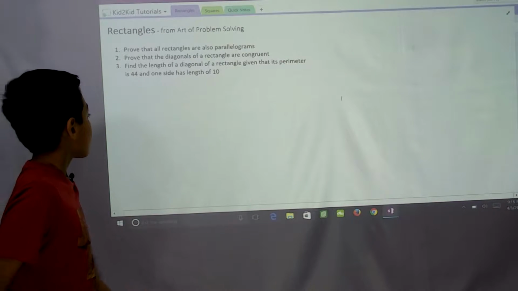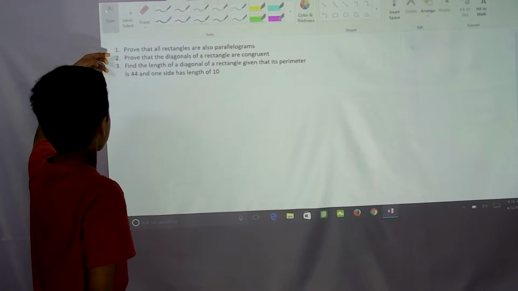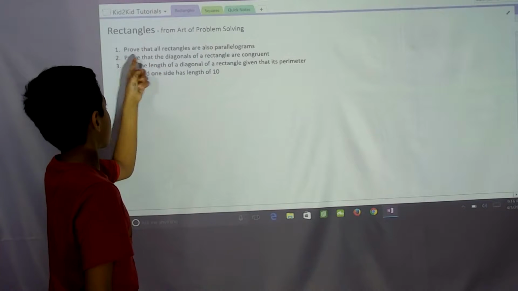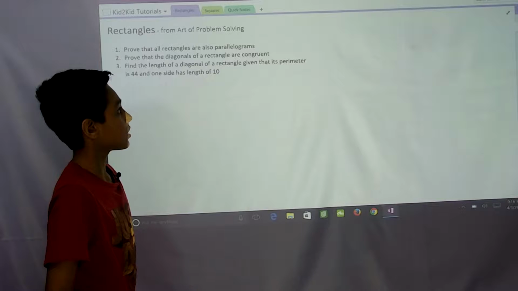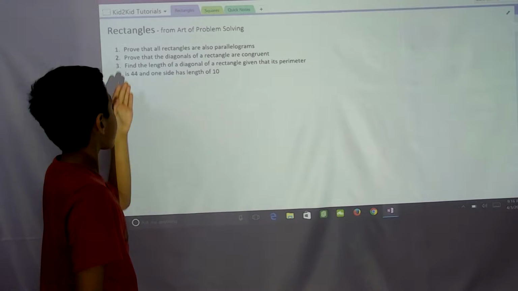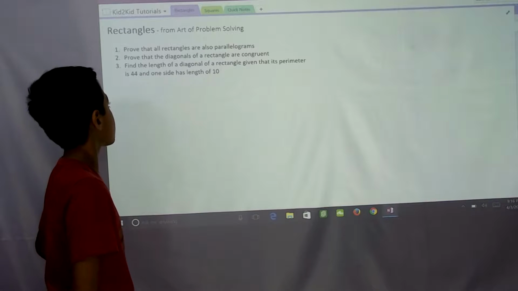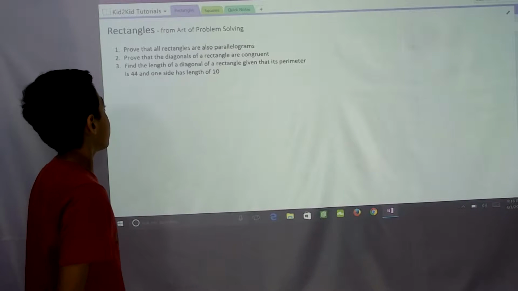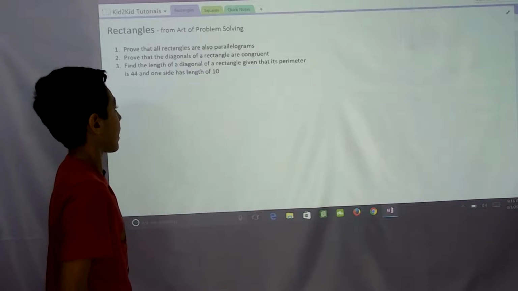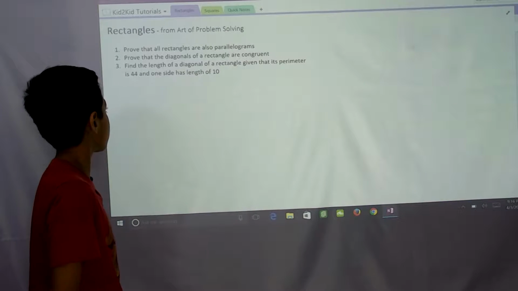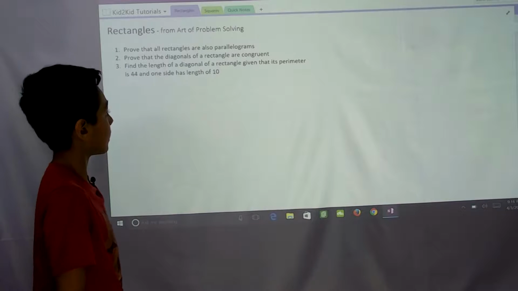So, for our first three problems on rectangles, one says we have to prove that all rectangles are also parallelograms, prove that the diagonals of a rectangle are congruent, and finally, find the length of a diagonal of a rectangle given that its perimeter is 44 and one side has a length of 10.